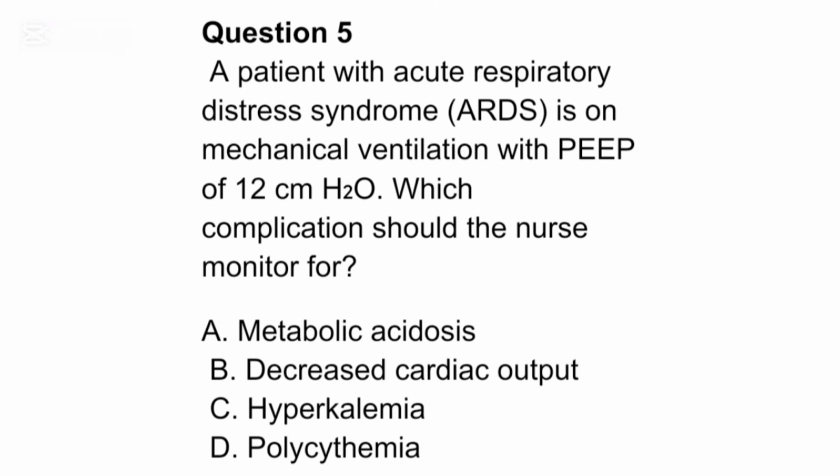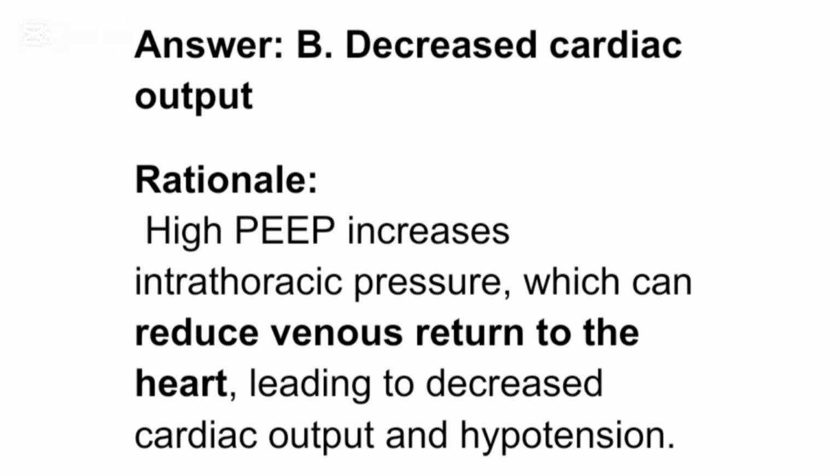Question 5. A patient with acute respiratory distress syndrome, ARDS, is on mechanical ventilation with PEEP of 12 centimeters H2O. Which complication should the nurse monitor for? A. Metabolic acidosis. B. Decreased cardiac output. C. Hyperkalemia. D. Polycythemia. Answer. B. Decreased cardiac output.